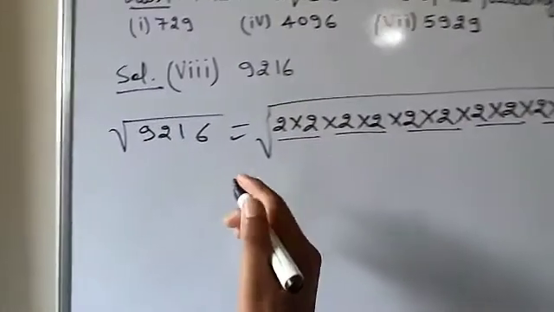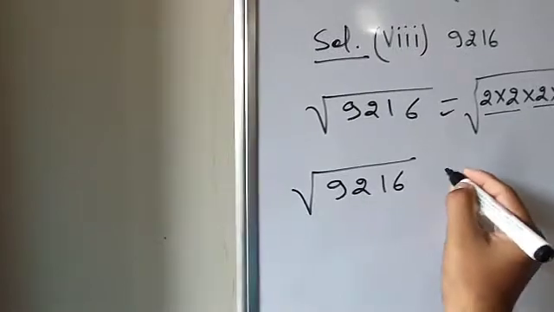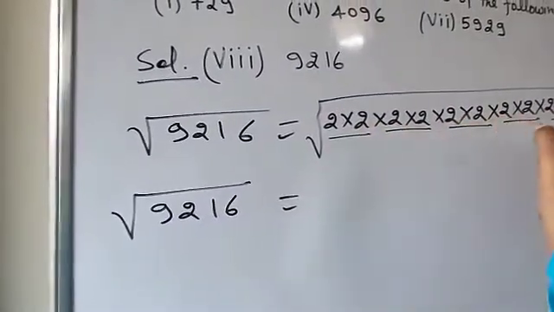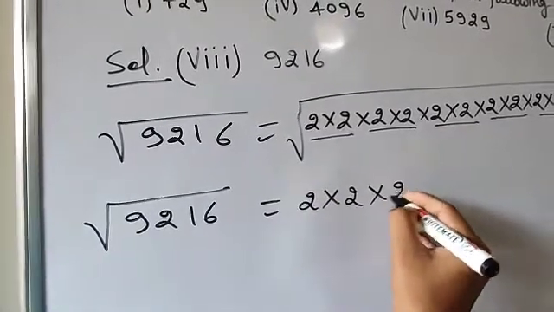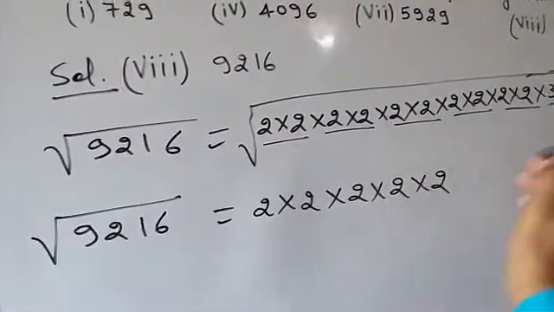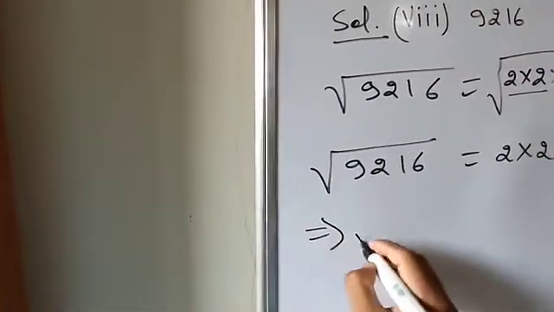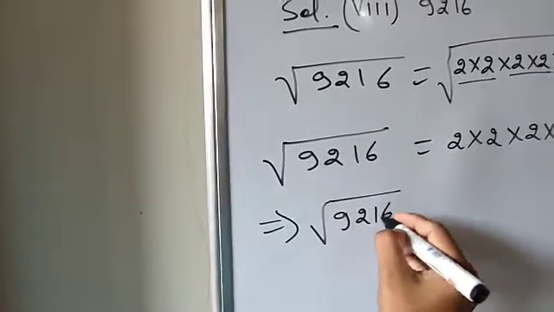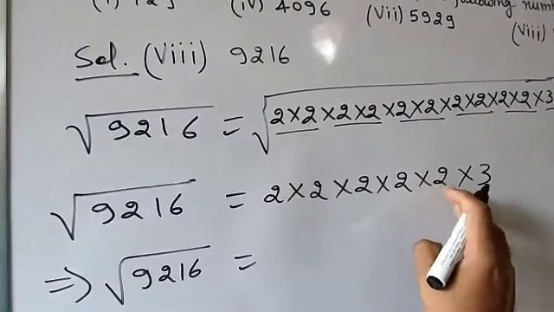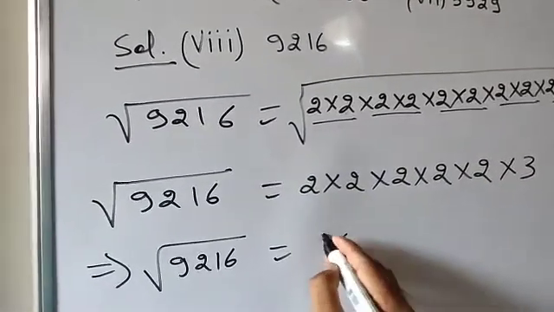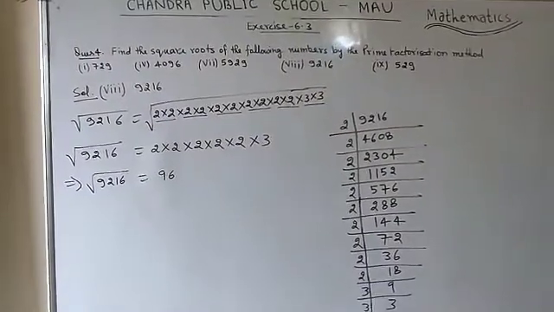Out of these, you will pick one number from each pair. So under root 9216 equal to total 5 pairs of 2 are there, so 5 2s you will write, 1 2 3 4 5, and here is one pair of 3, so 1 3 you will take. So under root 9216 equal to 2 2 ja 4, 2 4 ja 8, 2 8 ja 16, 2 16 ja 32, 32 3 ja, it will be 96. So under root 9216 equal to 96.